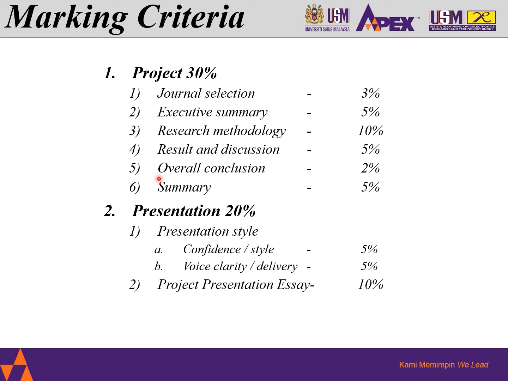So number fourth is the results and discussion of all of the three journals that you have selected, and also an overall conclusion for 2%. The summary is 5%. So for the project itself, the percentage of your marks is going to be 30%, and for presentation is going to be 20%.